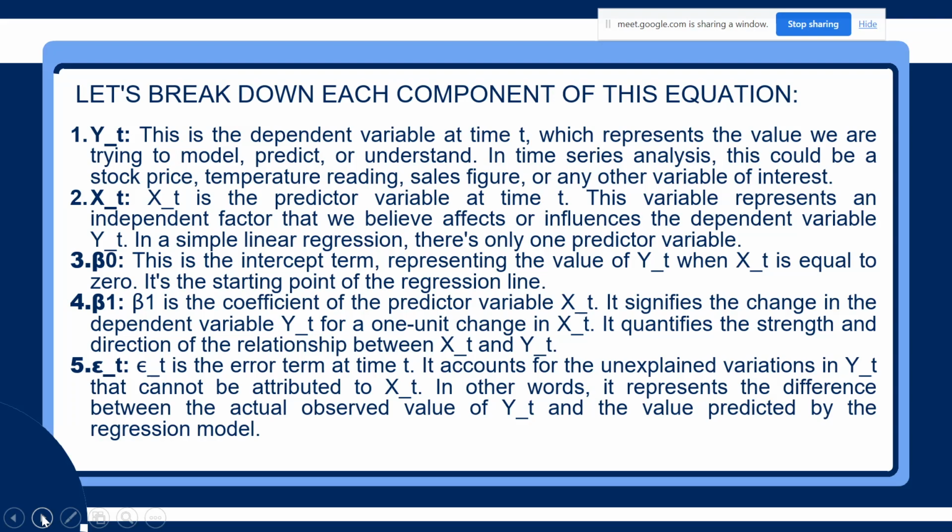And then the fifth is e underscore t, or the error term at time t. It accounts for the unexplained variations of y underscore t that cannot be attributed to x underscore t. In other words, it represents the difference between the actual observed value of y underscore t and the value predicted by the regression model. Balik ko next.